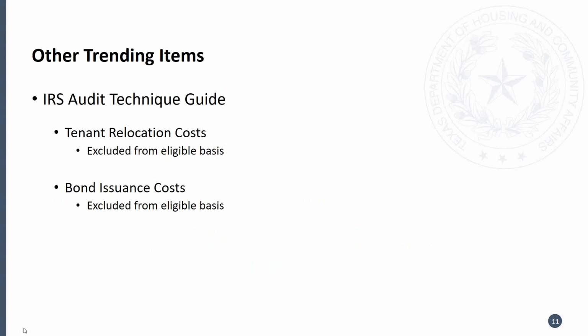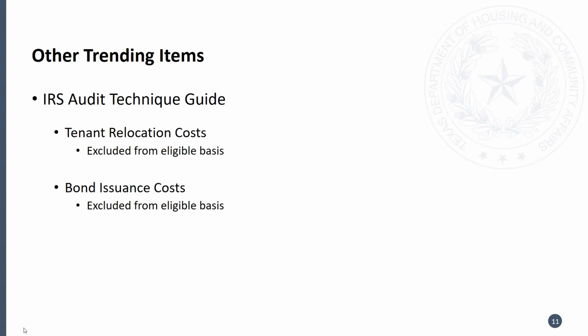So other trending items that have come up recently. The IRS Audit Technique Guide, and in particular, tenant relocation cost and bond issuance cost. I know that the IRS Audit Technique Guide was issued in draft form in 2013. Comments were submitted to the IRS and they came out with the final version in 2014. Both tenant relocation costs and bond issuance costs, in accordance with the Audit Technique Guide, are not included in basis.